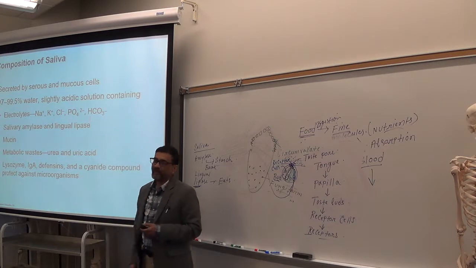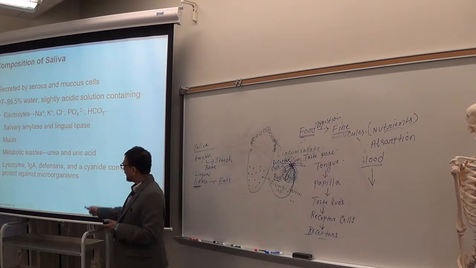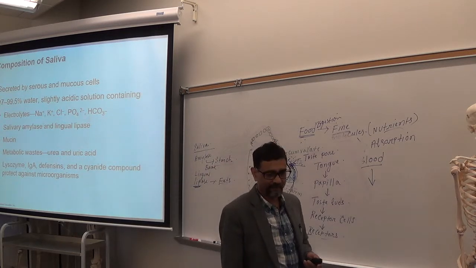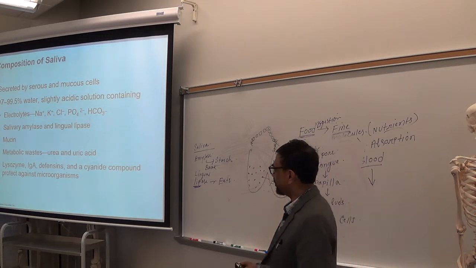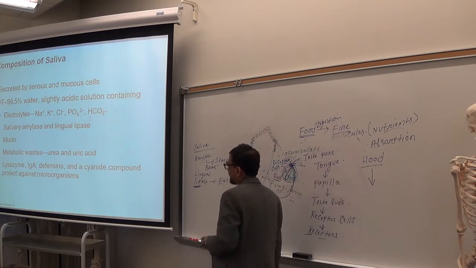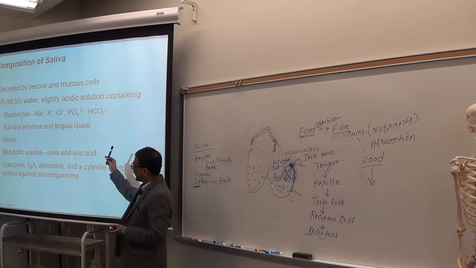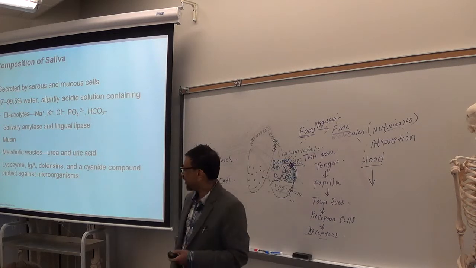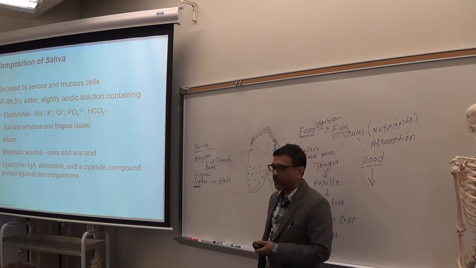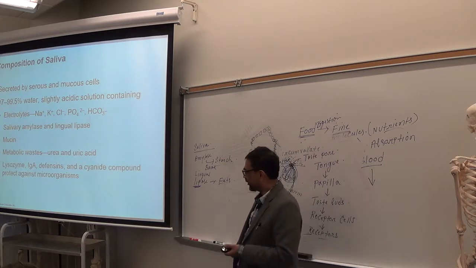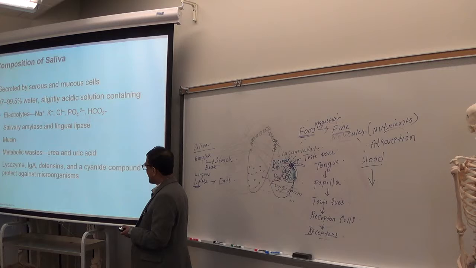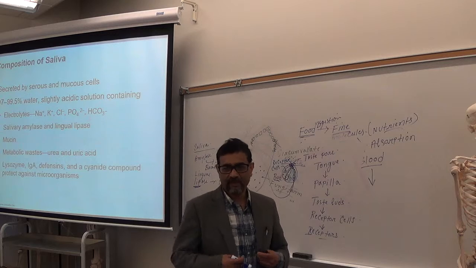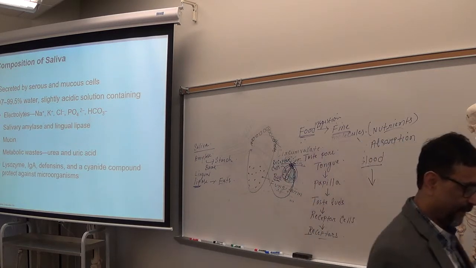Small amount of metabolic wastes are secreted with saliva. Which metabolic wastes? Urea, uric acid. Okay. Small amount. Other chemicals that help to destroy the antigens or microorganisms are lysozyme, immunoglobulin A, defensins, and cyanide compound. Okay. These chemicals of your saliva destroy the microorganisms.